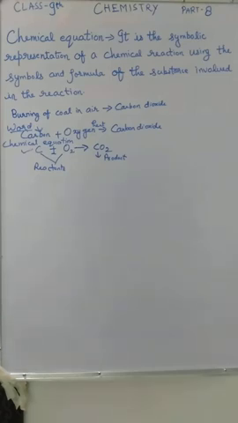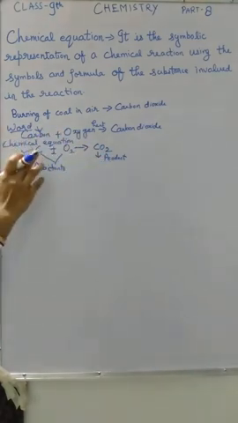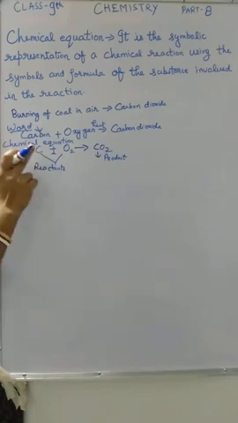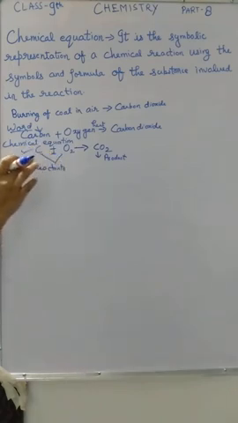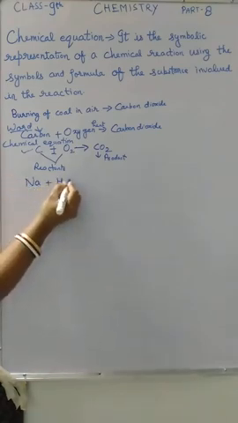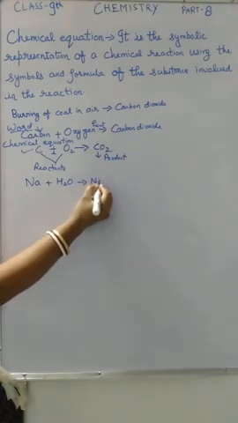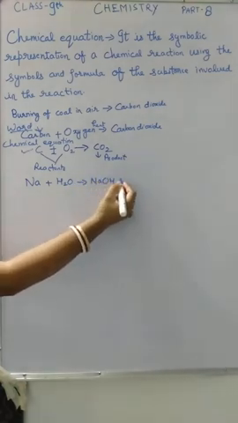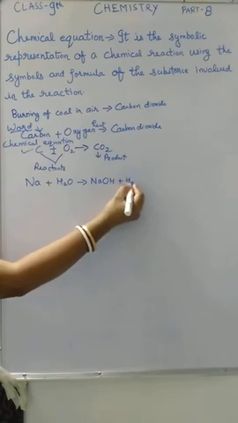Okay. Now the last one: represent the reactants and the products in their molecular form. I told you earlier that whenever you are writing any chemical reaction, you always have to write the molecular formula of the particular substances. Always use the molecular formula of the reactants and the products. For example, sodium reacts with water to form sodium hydroxide and hydrogen gas.